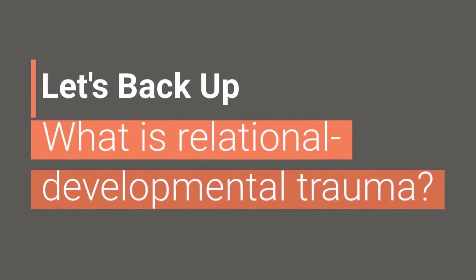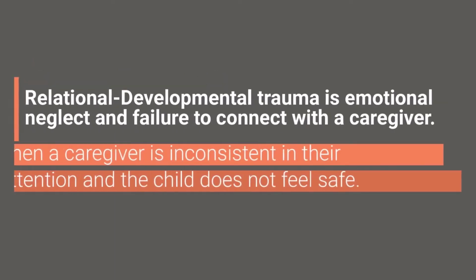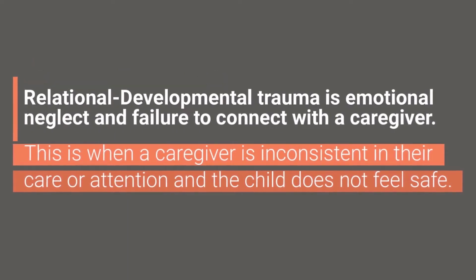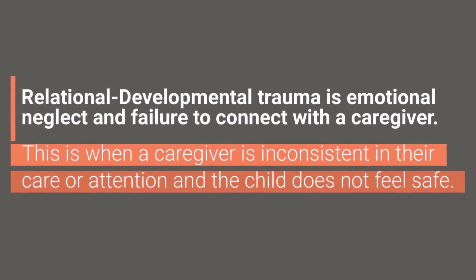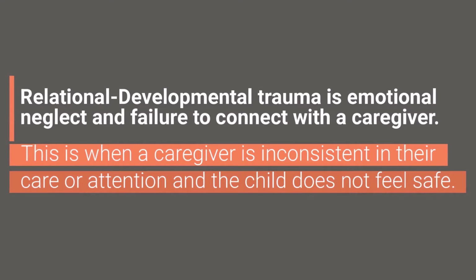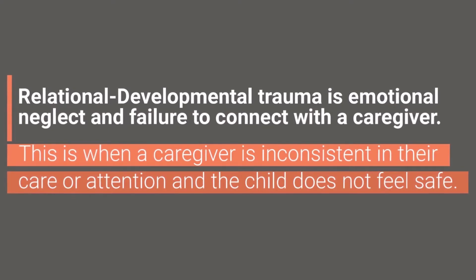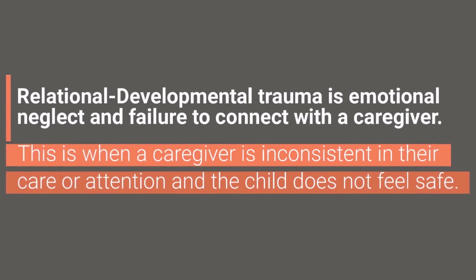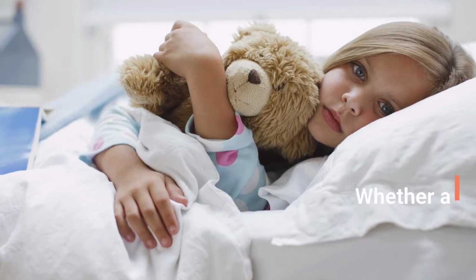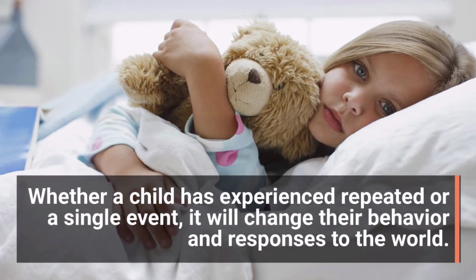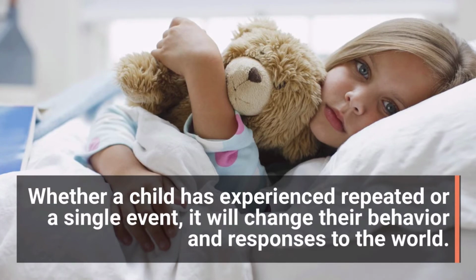The main types are sexual abuse, disaster, physical abuse, and relational developmental trauma. Let's back up. What is relational developmental trauma? Relational developmental trauma is emotional neglect and failure to connect with a caregiver. This is when a caregiver is inconsistent in their care or attention, and the child does not feel loved or safe in their relationship. This can make it difficult for a child to enter a new home and build new relationships. Whether a child has experienced repeated or a single event, it will change their behavior and responses to the world.